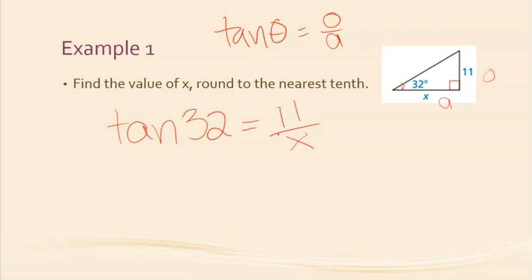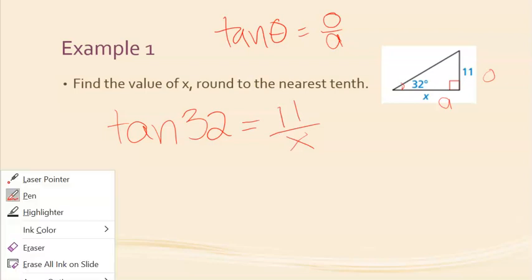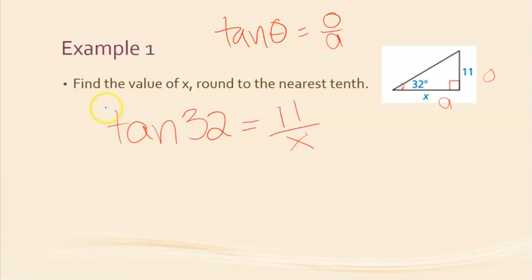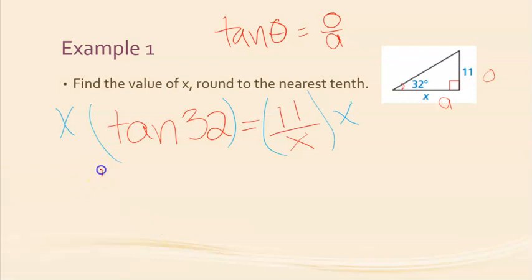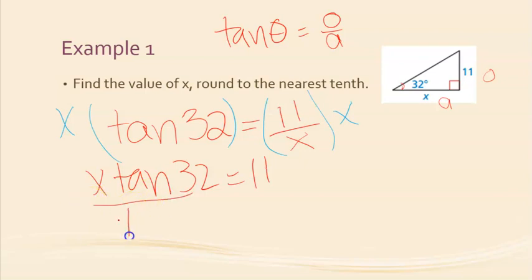Then I want to get x by itself, so I want to multiply both sides by x. I'm going to do that in a different color. So now I have x tan 32 equals 11. Is x by itself yet? Okay, so the phrase tangent 32 goes together, so I can divide that out.